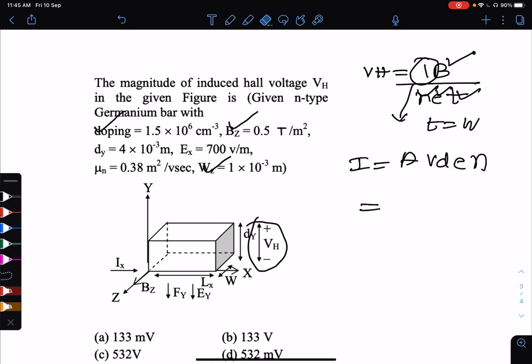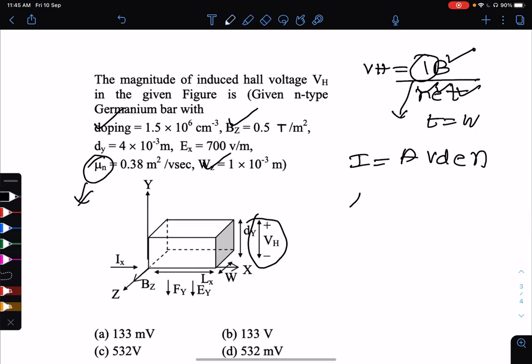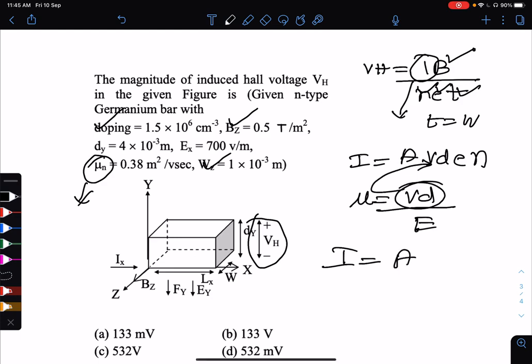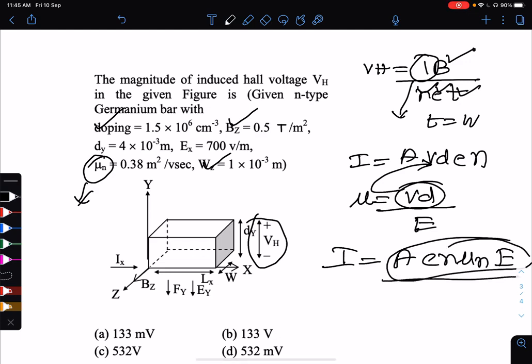Or we can say we are given the mobility, right? So mobility is nothing but what, the mobility equation? Mobility is drift velocity by E. So instead of drift velocity, we are going to substitute here, A into n mu n E. So this is the current. So from this equation you can find the current. Just plug in that value of the current in here.